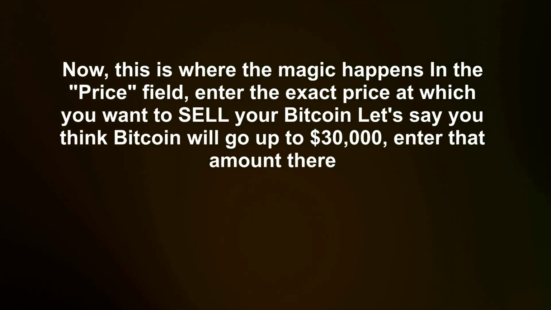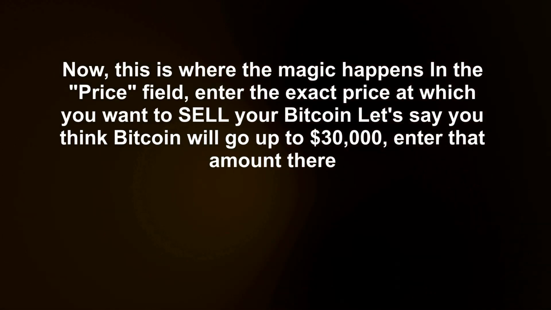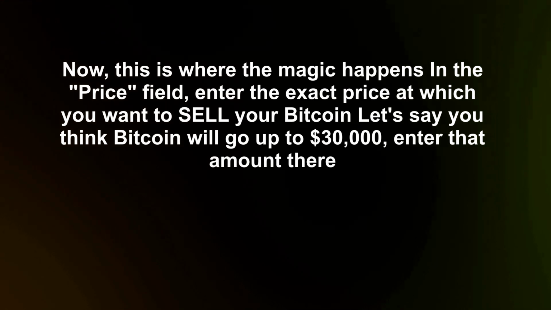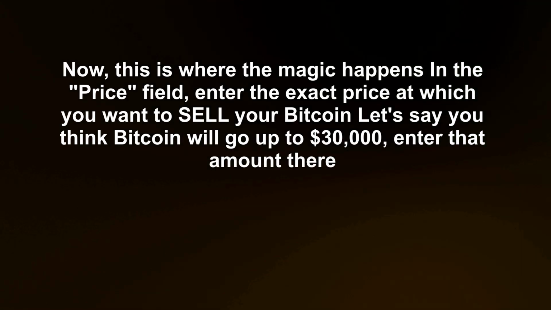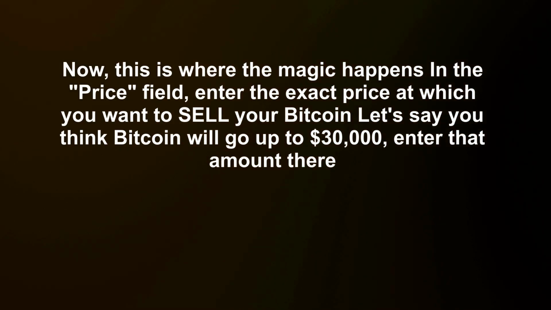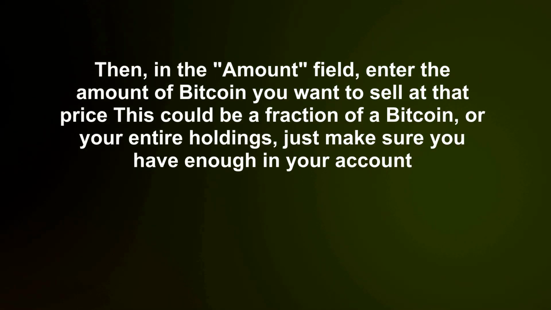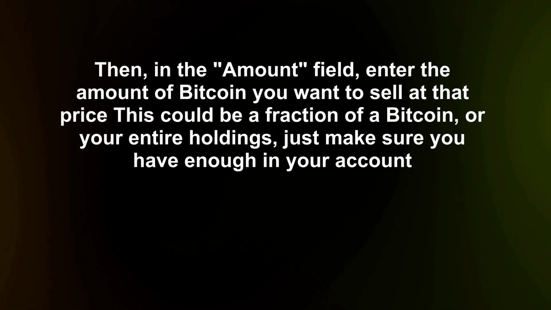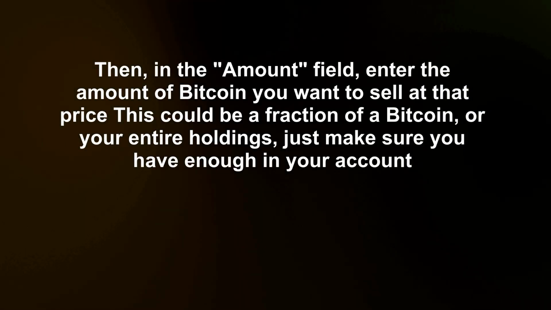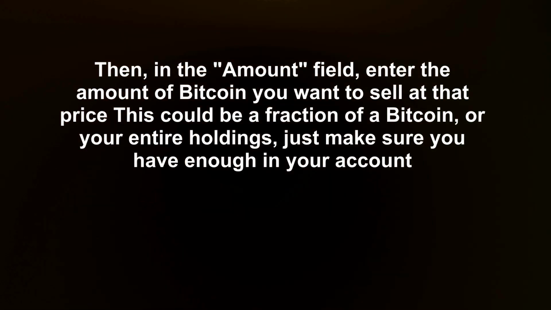Now, this is where the magic happens. In the price field, enter the exact price at which you want to sell your Bitcoin. Let's say you think Bitcoin will go up to $30,000. Enter that amount there. Then, in the amount field, enter the amount of Bitcoin you want to sell at that price. This could be a fraction of a Bitcoin or your entire holdings. Just make sure you have enough in your account.